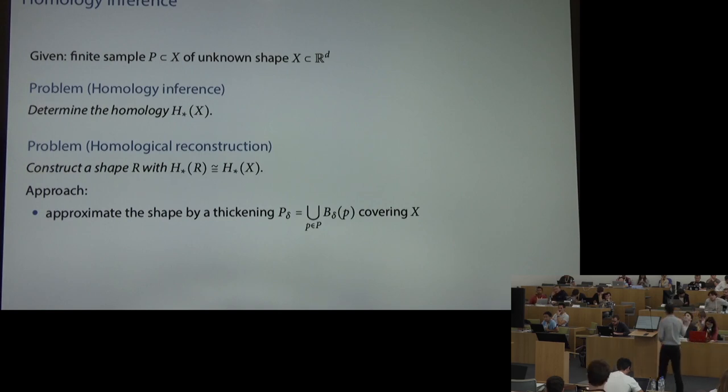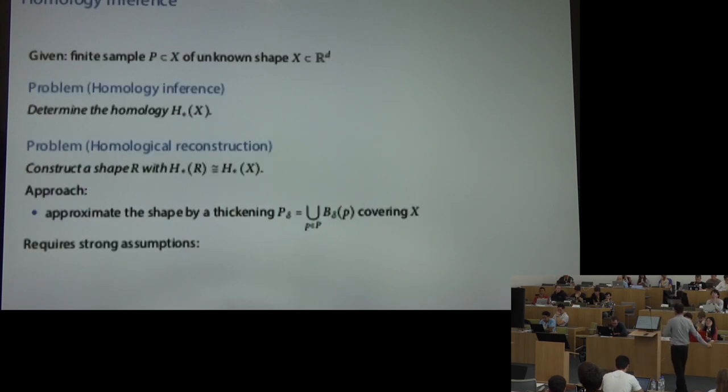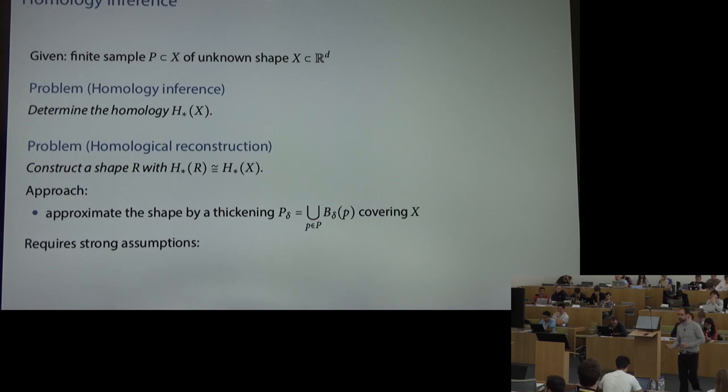But let's see. Our approach to solve this problem that we've seen at the beginning of this talk is we approximate the shape X by a thickening of the points, by this union of balls. I'm going to denote this as P subscript delta, the union of delta balls centered at the points of P. And I just try to thicken it up enough so that this union of balls covers my unknown shape. And then I hope that this might actually capture the correct homology. If my sample is dense enough, it makes sense, right? I don't have to thicken too much, and I might get lucky and recover the shape. This actually works under some assumptions, but the assumptions are strong.